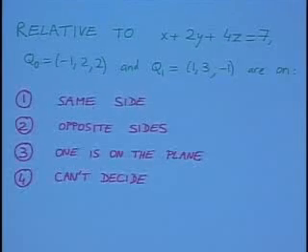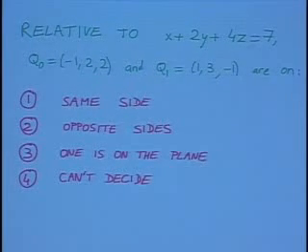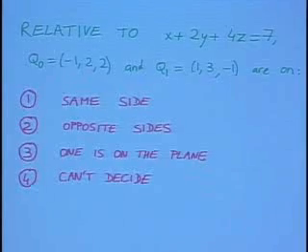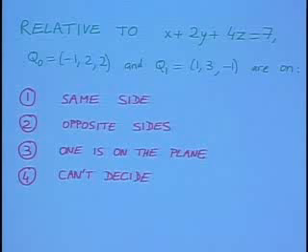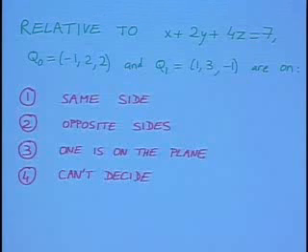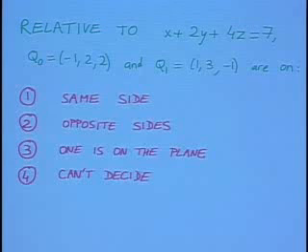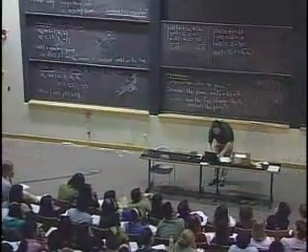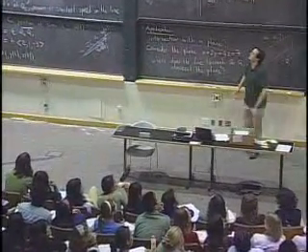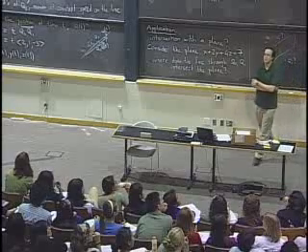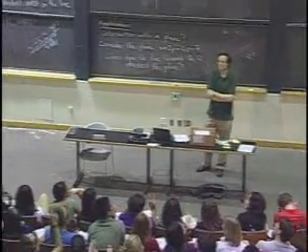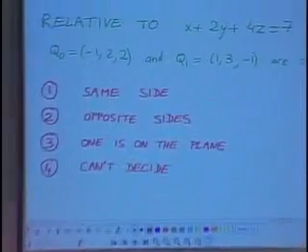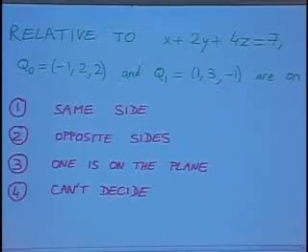So is that readable, or is it too small? Okay, so anyway, the question says, relative to the plane x plus 2y plus 4z equals 7, these points Q0 and Q1, are they on the same side, on opposite sides? Is one of them on the plane? We can't decide. Okay, should be better. So I see relatively few answers.